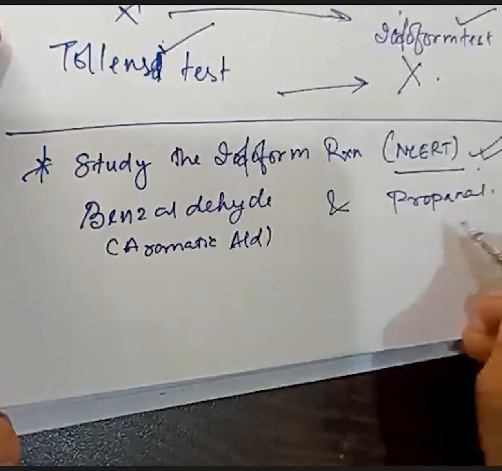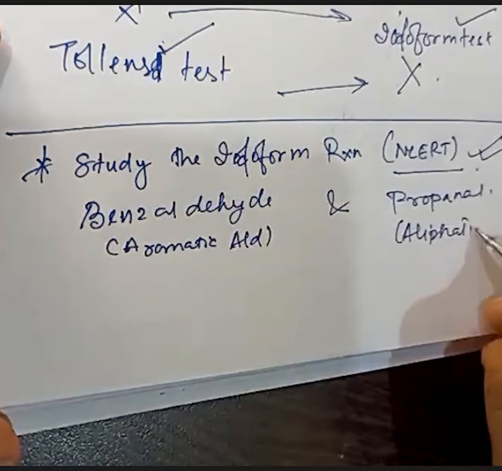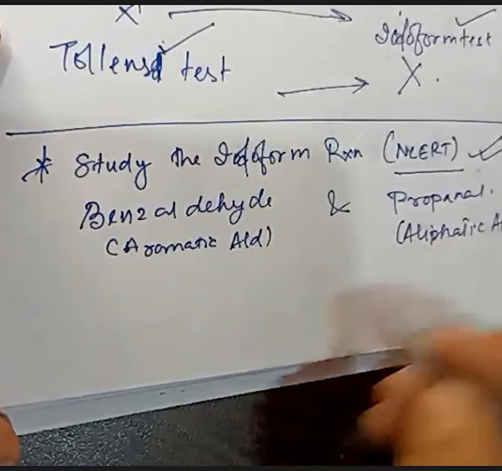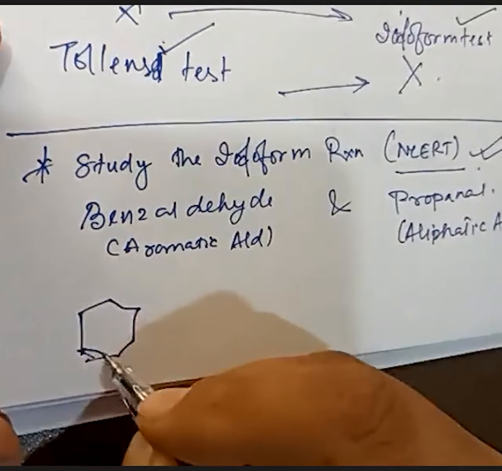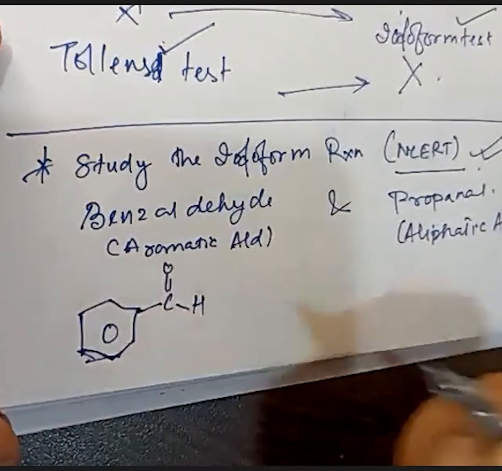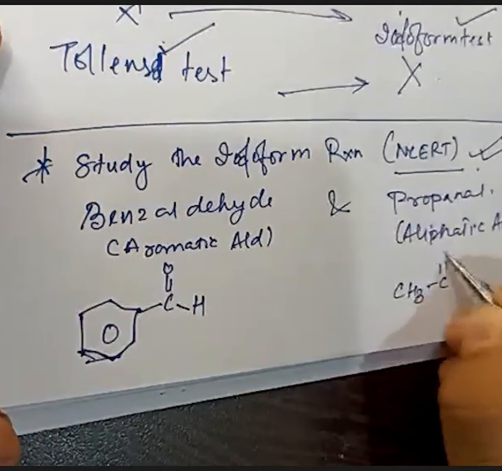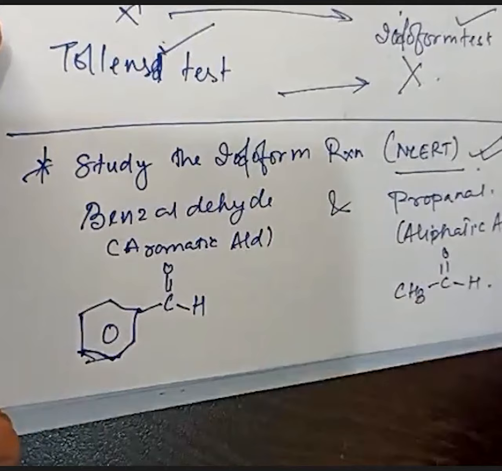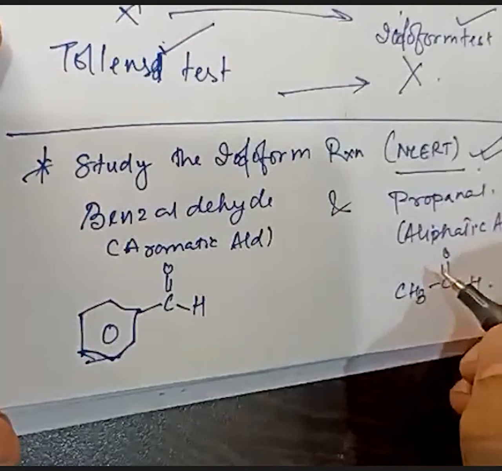Benzaldehyde is an aromatic aldehyde and propanal is an aliphatic aldehyde. Benzaldehyde is an aromatic aldehyde and this is our aliphatic aldehyde, CH3CHO. This is our aliphatic aldehyde.